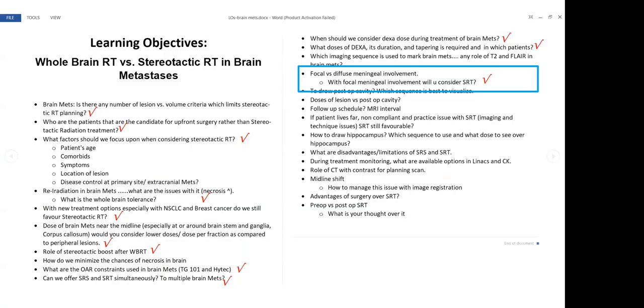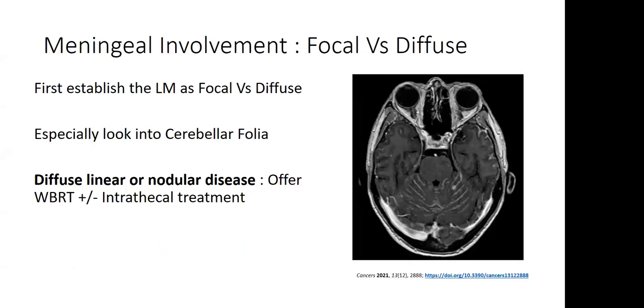So focal versus diffuse meningeal involvement, and how do we handle this situation? Whenever we talk about the meningeal involvement or the leptomeningeal disease, it is basically of 2 types. It's a linear kind and the nodular type. The one you are seeing here is a classical linear. So you are seeing this folia.